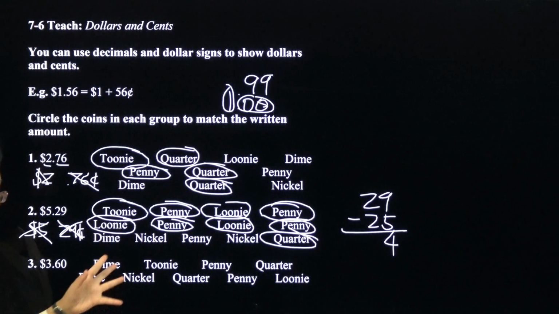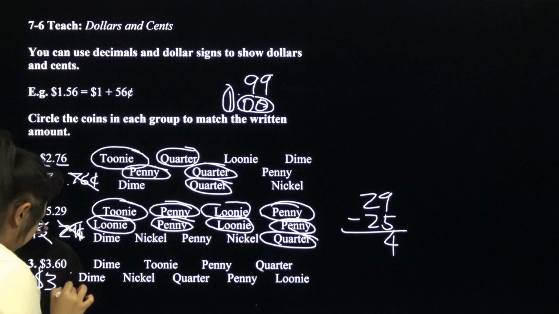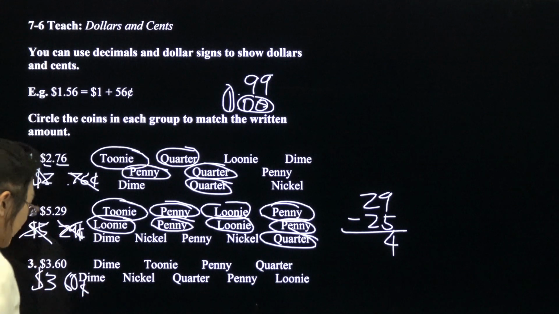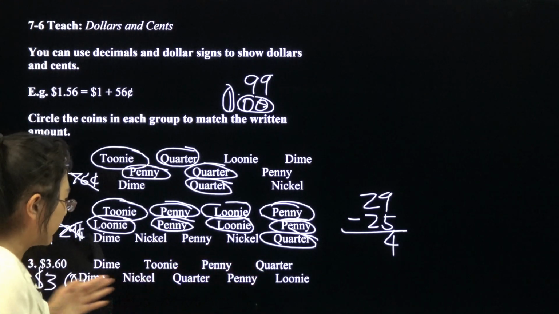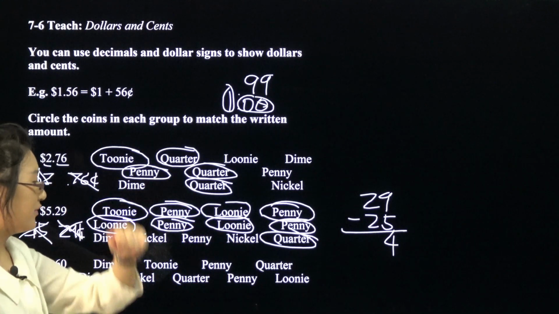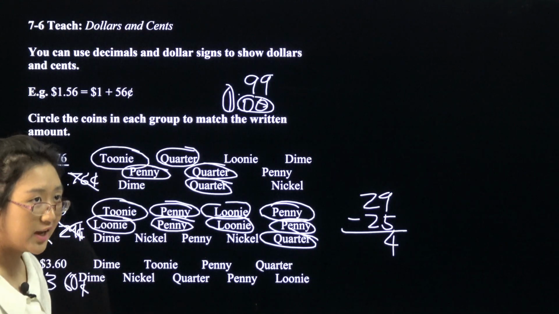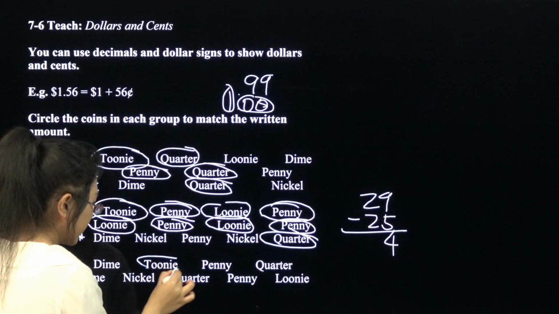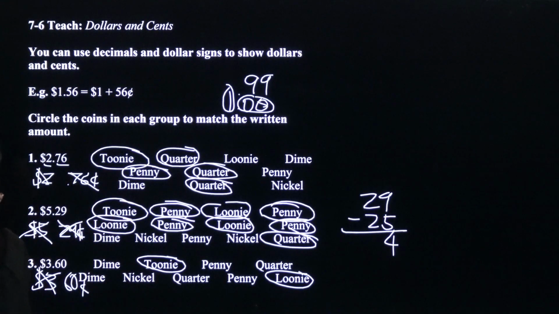$3.60. Okay, so $3. How do we make the $3? And there's also the 60 cents. How do we make the $3? Let's look at the biggest coin in the group. Oh, we have a toonie. That's good. And we also have a loonie. That's $2 plus $1, which is $3. So toonie, loonie. That's the $3 down.